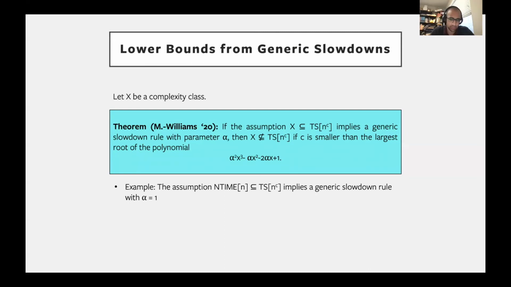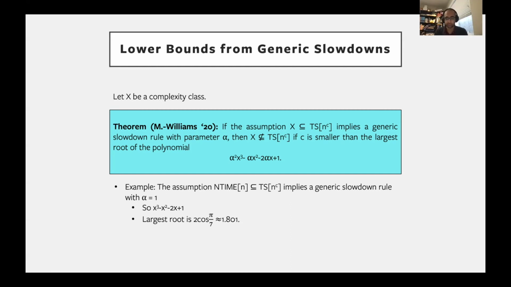So here's an example. Assume that NTIME n is contained in TS n to the c. This implies a generic slowdown rule with alpha equals 1. So plugging alpha equals 1 into this theorem, we get the polynomial x cubed minus x squared minus 2x plus 1. The largest root of this polynomial is 2 cosine pi over 7, which is roughly 1.801. And this is actually an alternate proof of the earlier result that we mentioned, which is that NTIME of n is not contained in TS n to the 1.801. So we already see how this gives us an existing theorem.